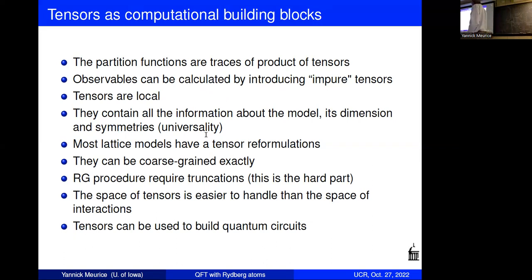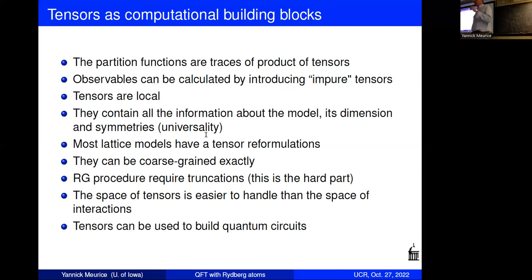And now you can also, instead of calculating the partition function, calculate averages. So you can insert an observable as an impure tensor. You do the integration with the observable, and you get an impure tensor.